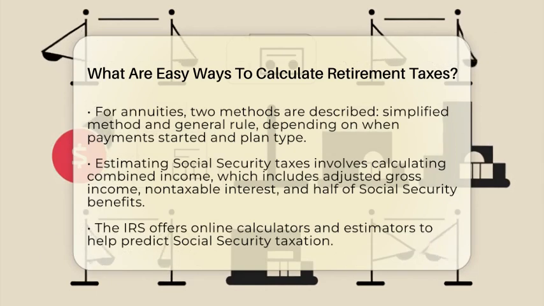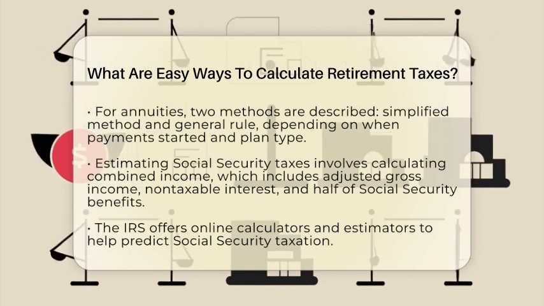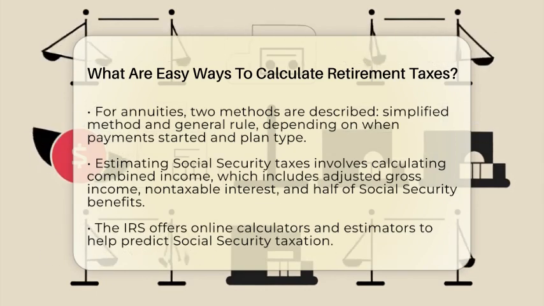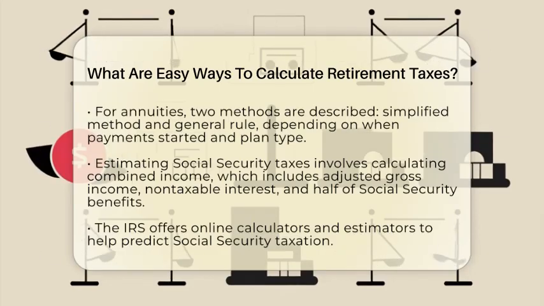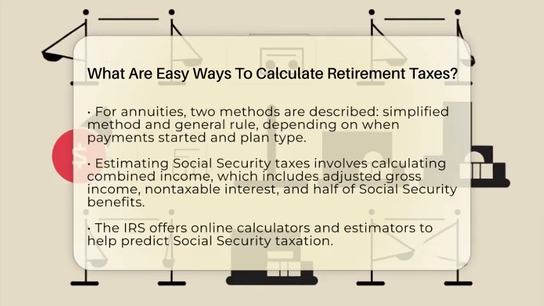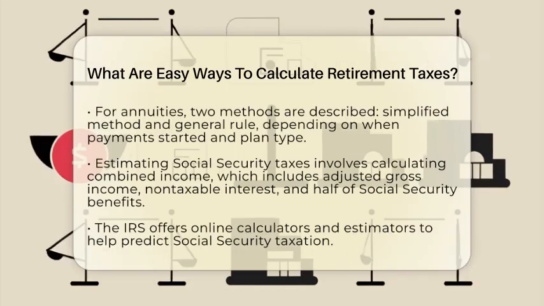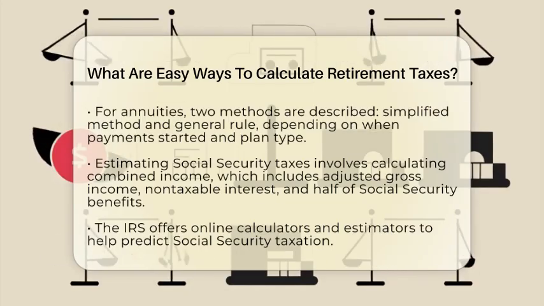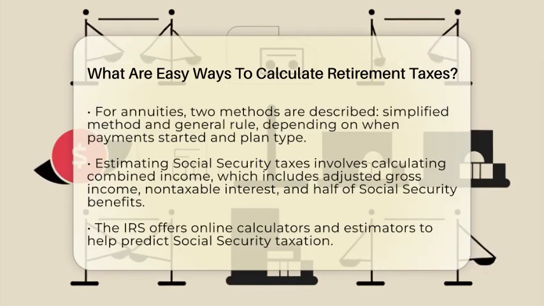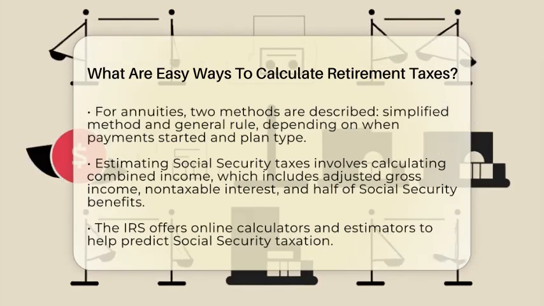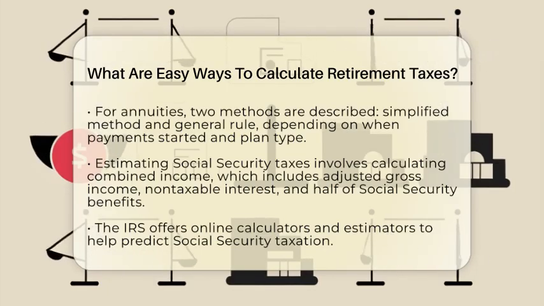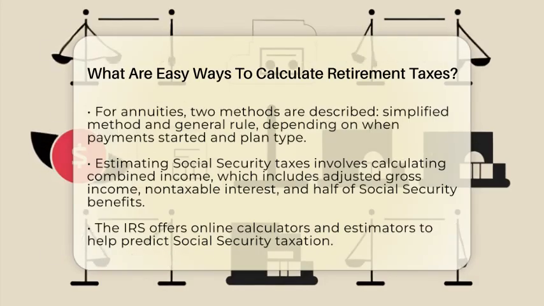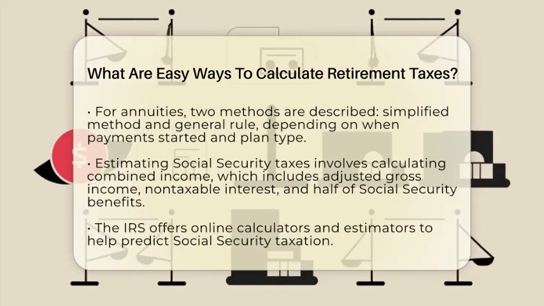Estimating taxes on Social Security benefits is also straightforward. Your benefits may be taxed partially depending on your combined income, which includes your adjusted gross income, non-taxable interest, and half of your Social Security benefits. The IRS offers calculators and estimators online that can help you see how much of your benefits might be taxed. Using these tools can prevent surprises when tax season arrives.